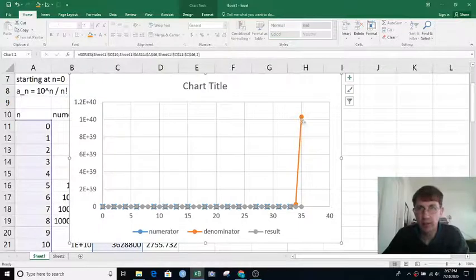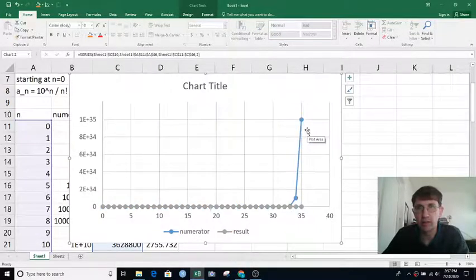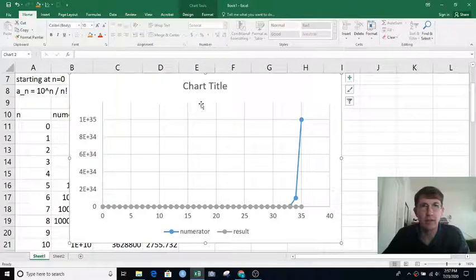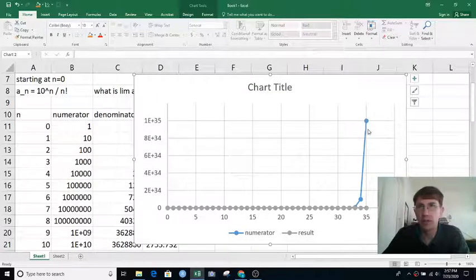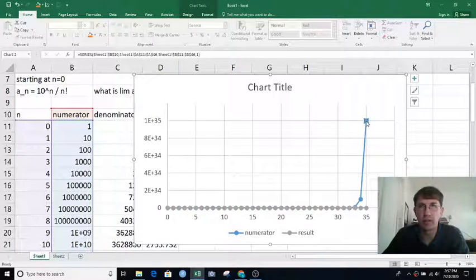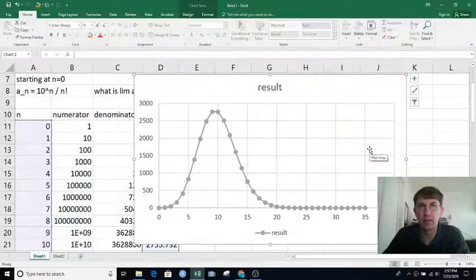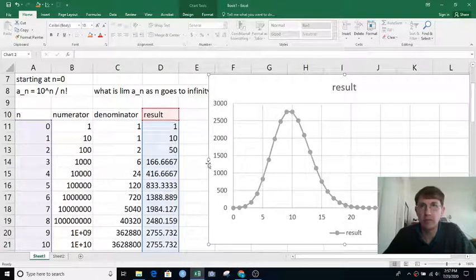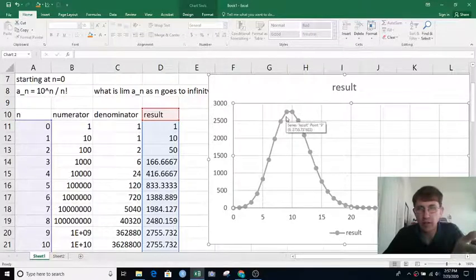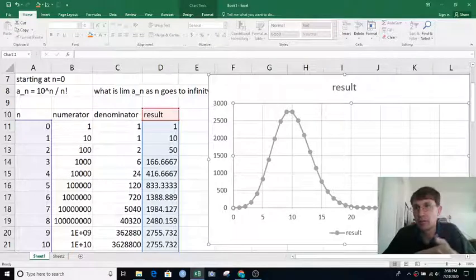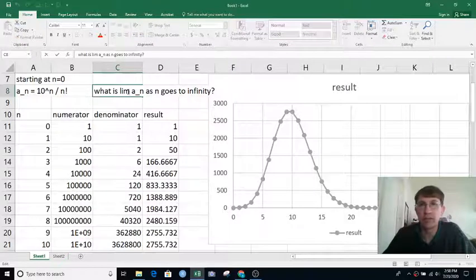So I'm going to click on that and hit the delete key, and that deletes the series from the graph, but not from the table. And again, there's something so large I can't see what's going on, so I'm going to click on that and hit the delete key. So now the only thing I have is the actual sequence itself, and it looks like it was getting quite big up until about n equals 9 or 10 or so, and then it started falling off and seems to be hopefully or maybe approaching a limit of 0 as n goes to infinity.